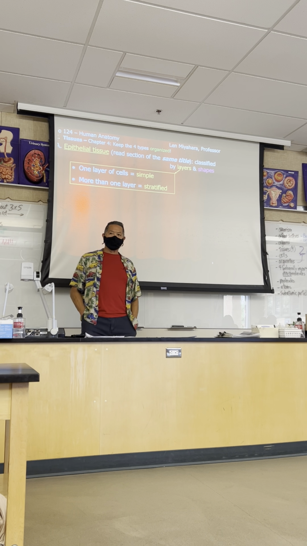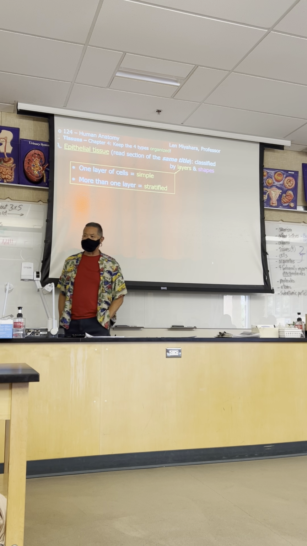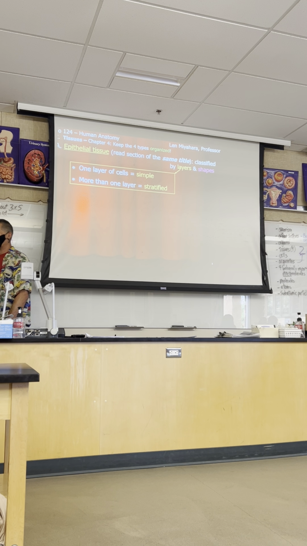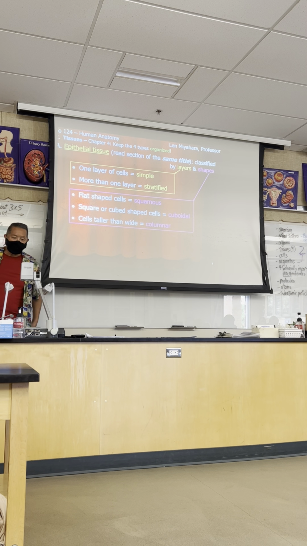If it's only one cell layer thick, we use the word simple. If it's 2 or more layers thick, we use the word stratified, which means layered. And then we will look at the shapes of the cells on the top. If the shape of the cells on top is flat or wider than it is long, we use the word squamous. If they are about as tall as they are wide, we use the word cuboidal. They're actually not cube-shaped, they're six-sided, hexagonal.